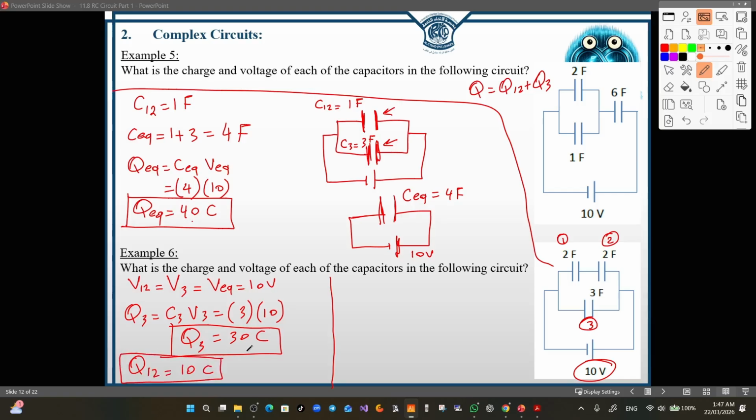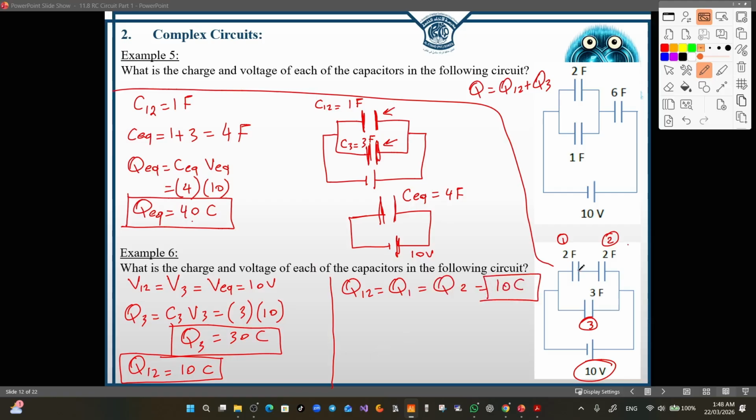Now, since the C12 is a result of the combination of 2 farad and 2 farad in series in the sketch, they are connected in series, so they will carry the same amount of charge as the one in the equivalent. So Q12 equals Q1, which equals Q2, which equals 10 coulombs.